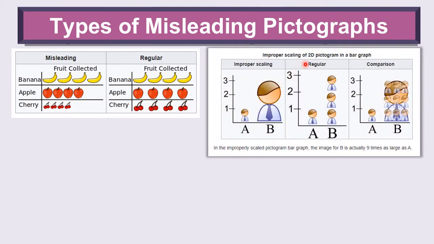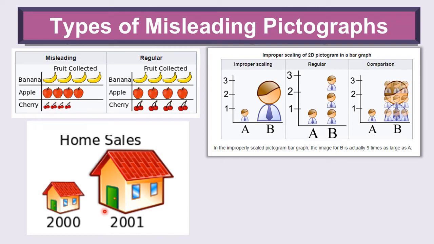An improperly scaled 2D bar graph. Here we have this picture, whereas on B it is enlarged. But if we create a comparison with the regular one, it is 9 times as large as A. So it is quite misleading, as it increased not only in height but also in width.